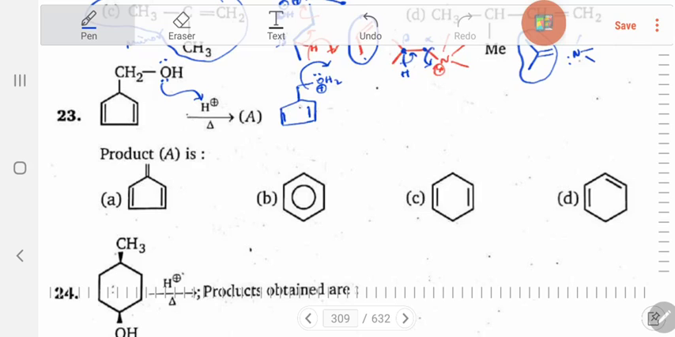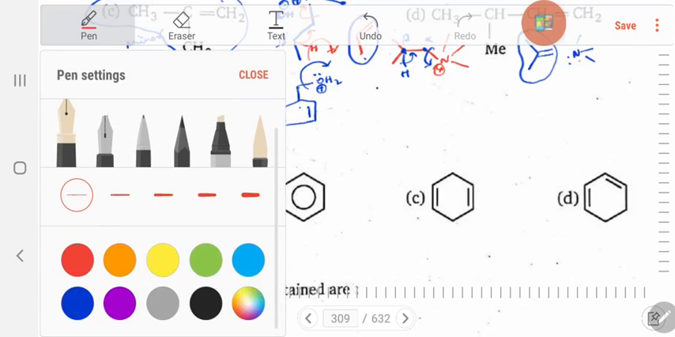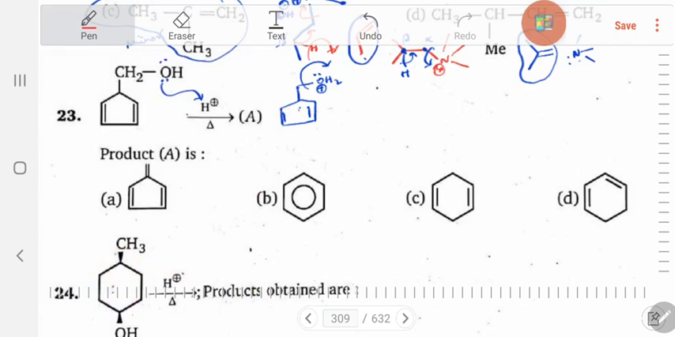Then there is a migration of this bond, or let me migrate this bond. When I migrate this bond, that means it leads to a ring expansion. During the ring expansion, what happens? Now it becomes a 6-membered ring. There will be a 6-membered ring. These two bonds remain as they are.